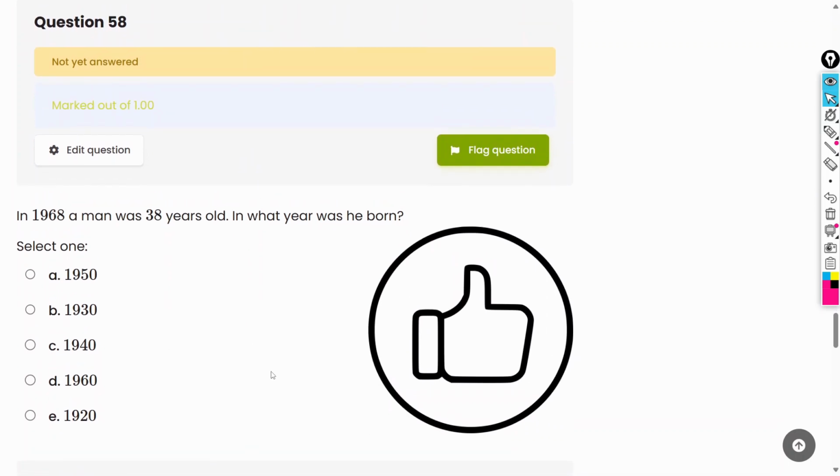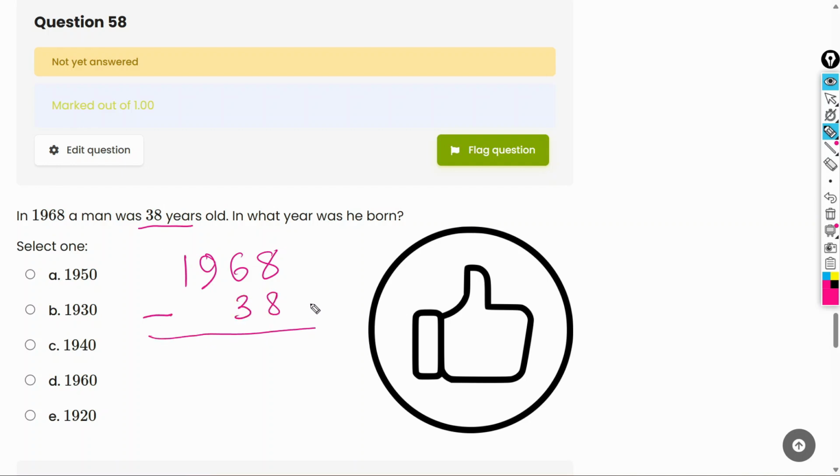In 1968, a man was 38 years old. In what year was he born? So if he was 38 years old in 1968, if we take away those 38 years from 1968, we can find out when he was born. So taking away 38 years from 1968 is subtracting 38 years from 1968.